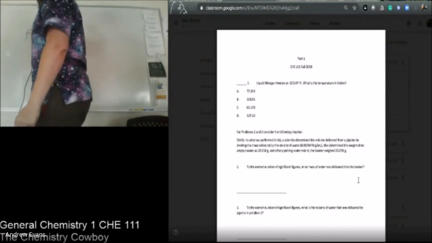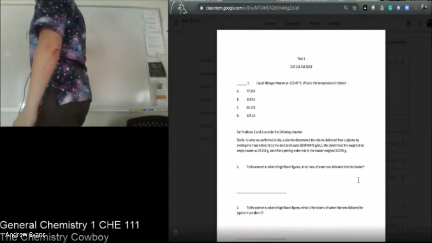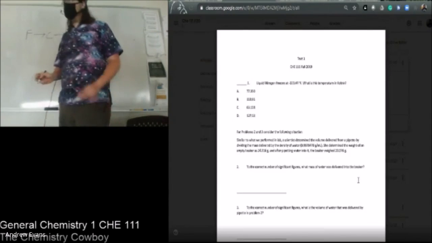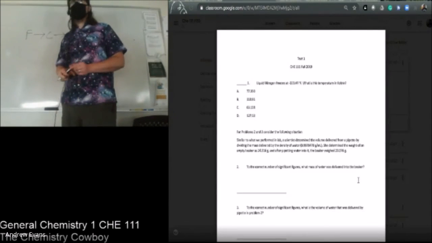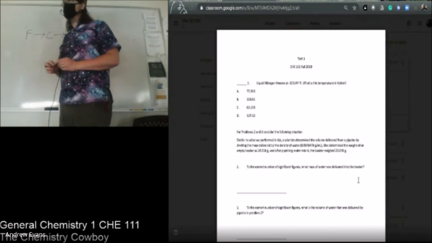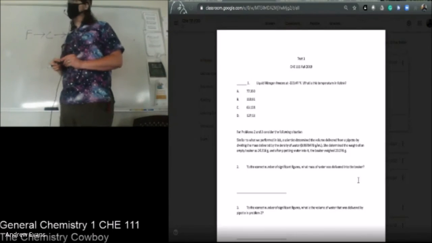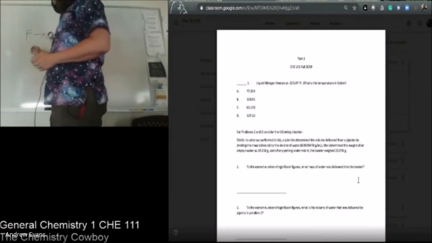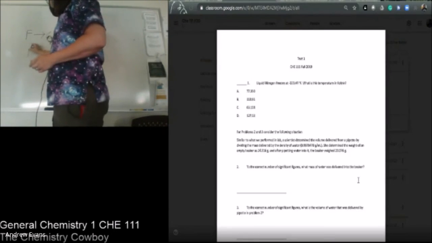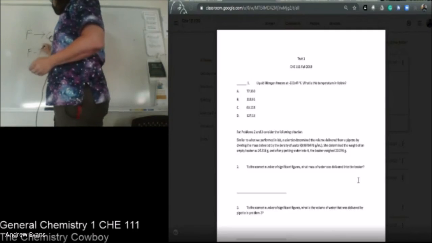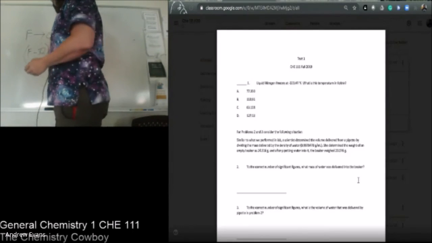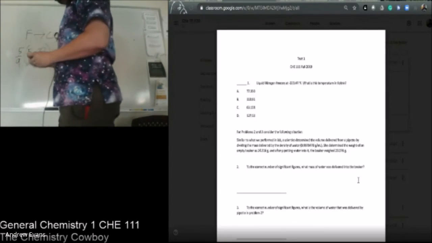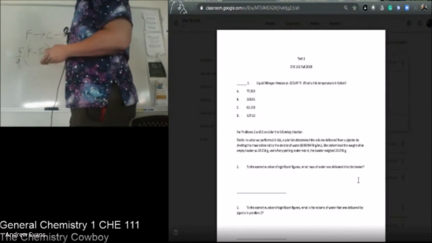We want to go from Fahrenheit to Celsius to Kelvin. And I do believe on the useful information, I have that conversion. If I don't, it's on this test. So Celsius is Fahrenheit minus 32 times 5/9. That gives us Celsius.